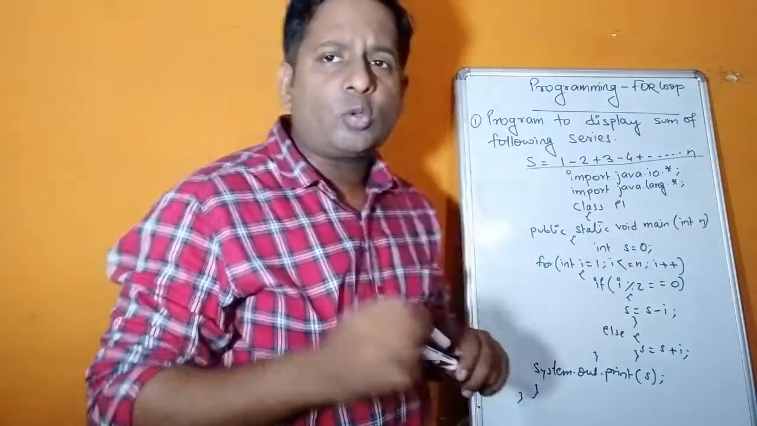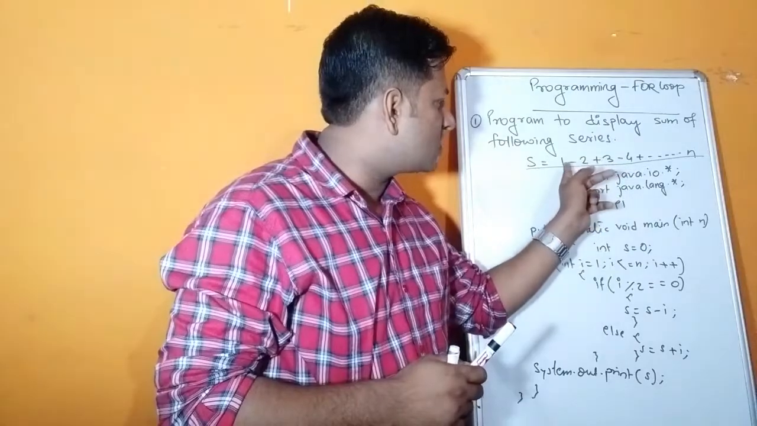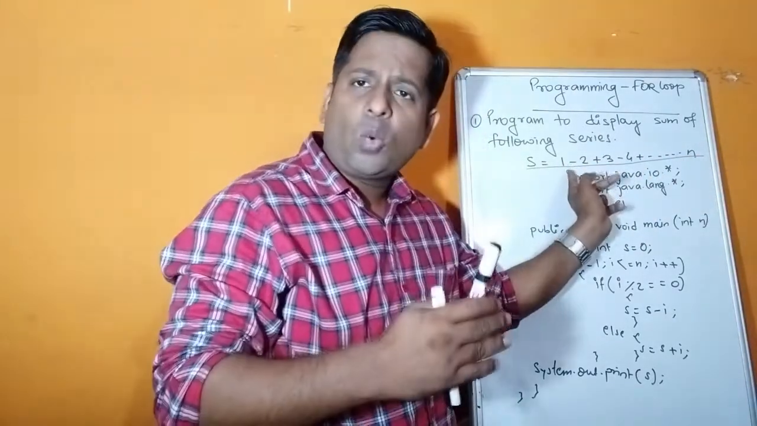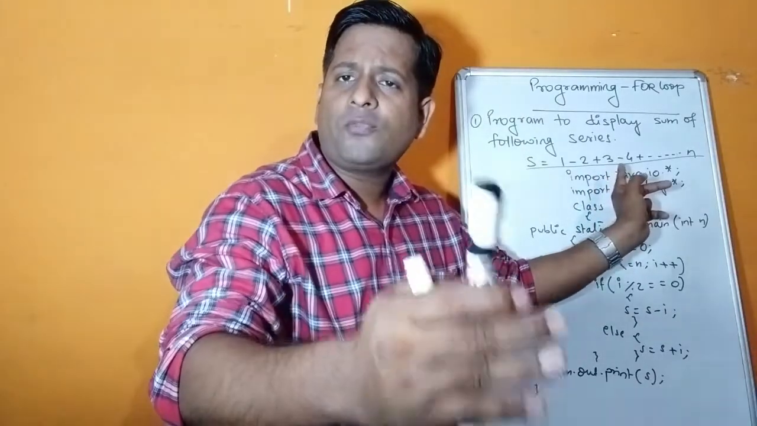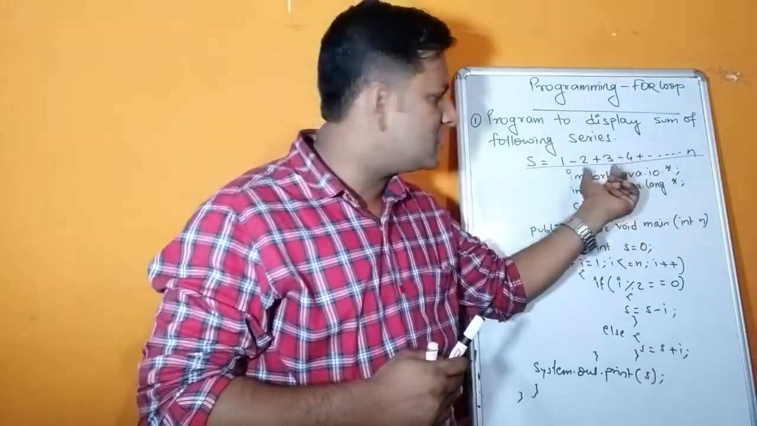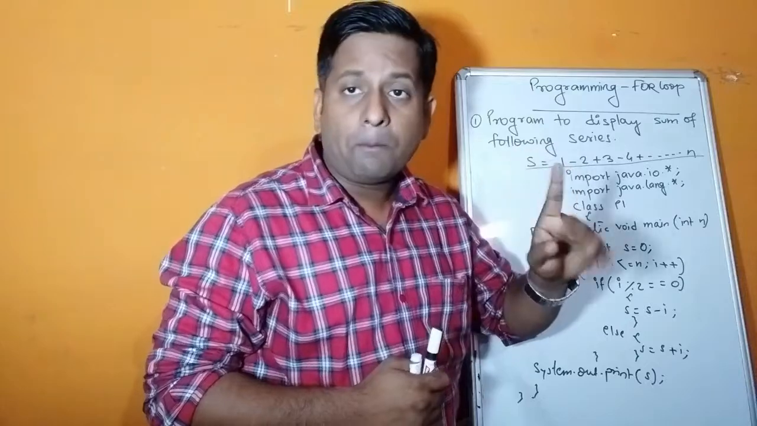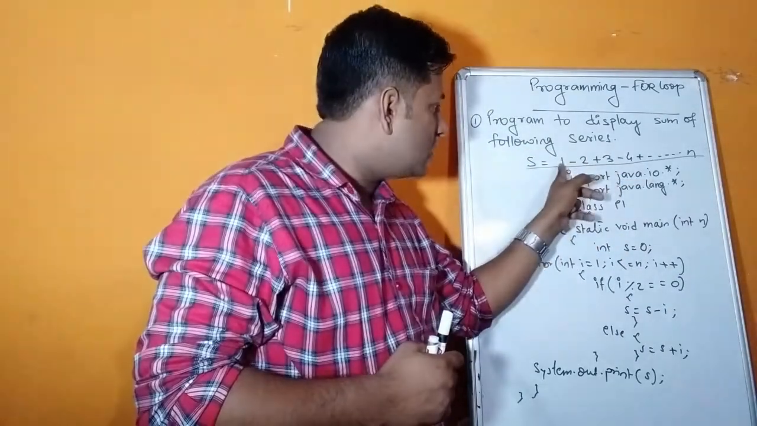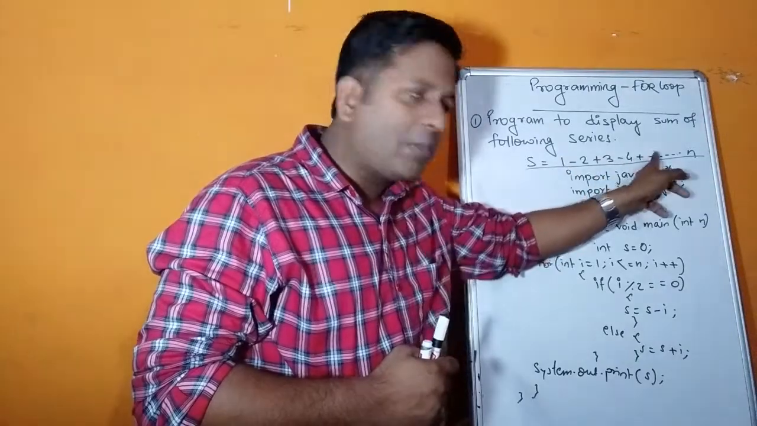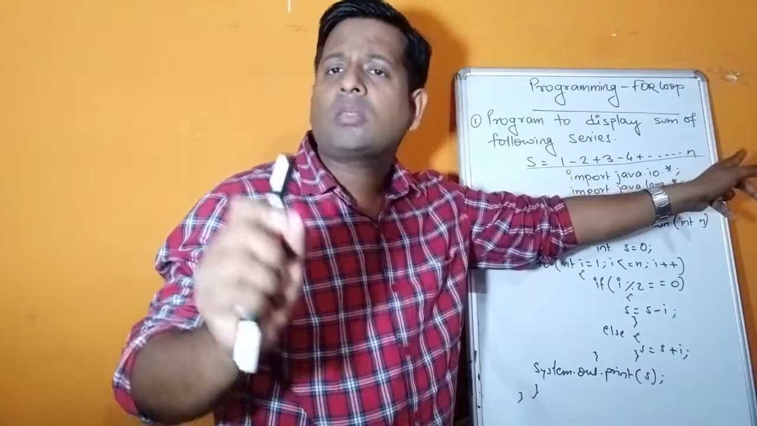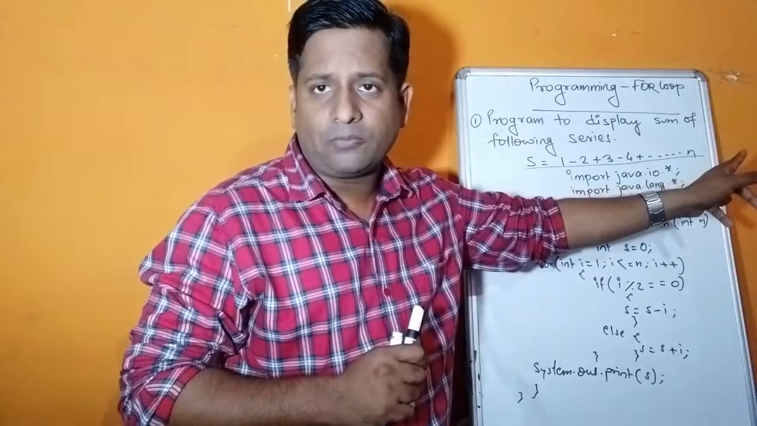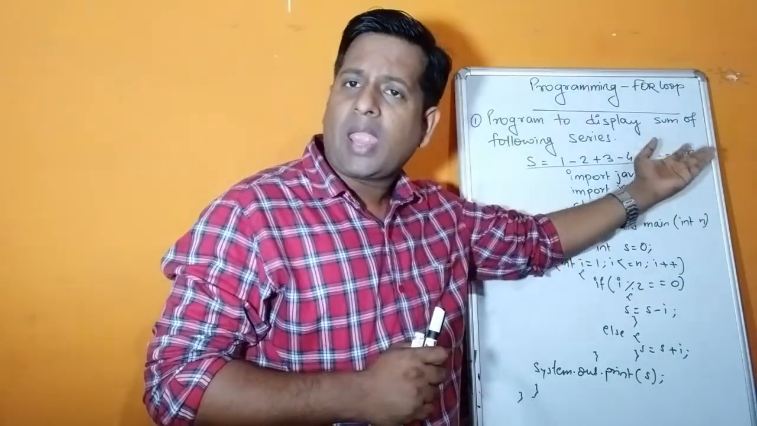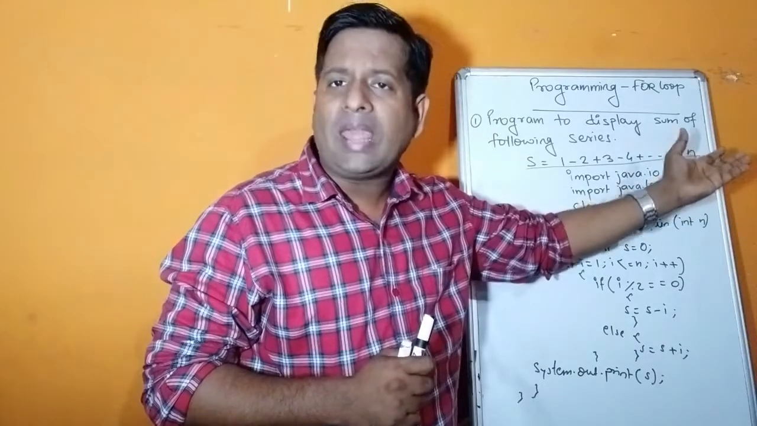We have to find the sum, and the series starts with 1 and goes up to n. The numbers are 1, 2, 3, 4, 5, gradually increasing, so the number of steps is 1. But there is a concept of minus and plus. You can see 1, 3, 5, 7, all the odd numbers will be positive, and all the even numbers like 2, 4, 6, 8, 10 will be negative.